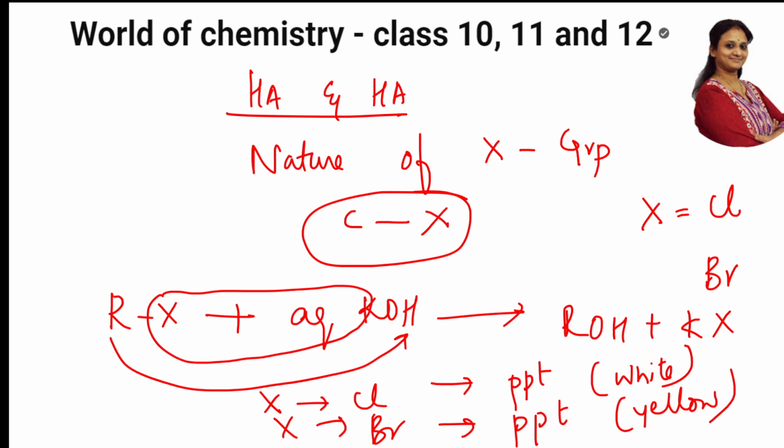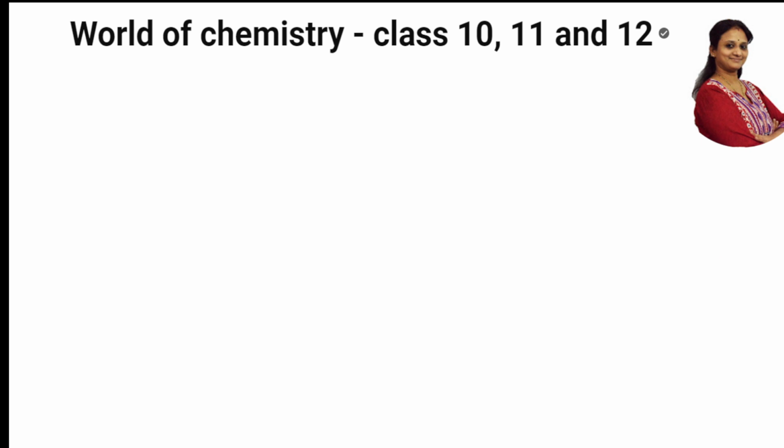Now, let us go to the next chapter, that is alcohols and phenols. Let us do it first generally, then specifically. Now we are going to do alcohols. What are the distinguishing tests? First, we'll see how many varieties of alcohols we have: tertiary alcohol, secondary alcohol, and primary alcohol.